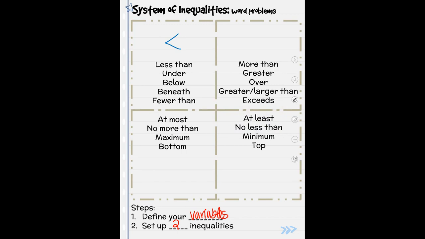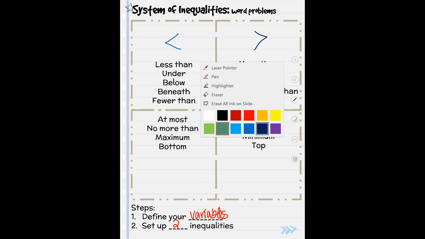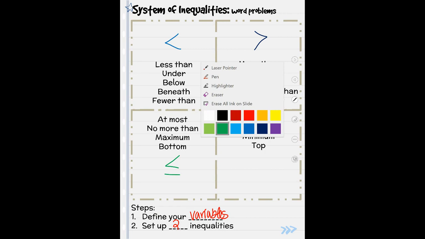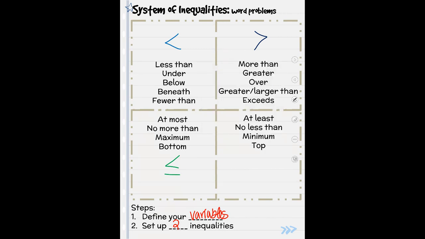If you see more than, greater, over, larger than, and exceeds, then you guessed it, you're looking at the greater than symbol. And if you see at most, no more, maximum, or bottom, this is going to be the less than or equal to symbol. And finally, if you see at least, no less, minimum, top, you're going to have the greater than or equal to symbol.